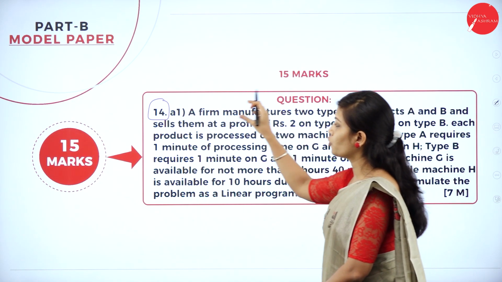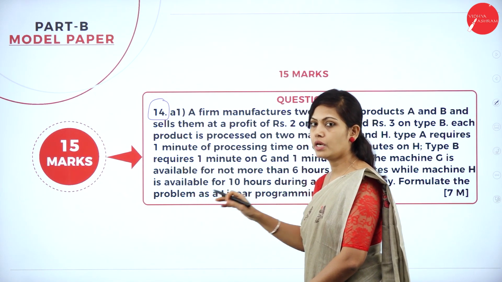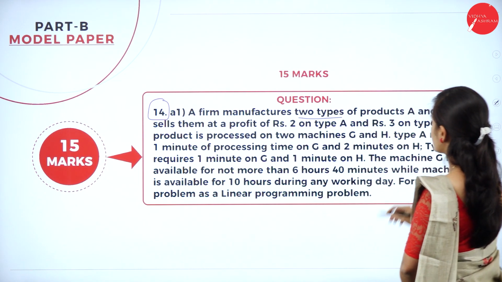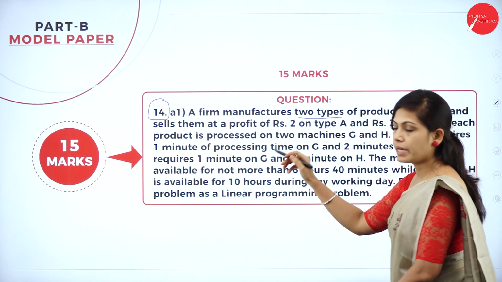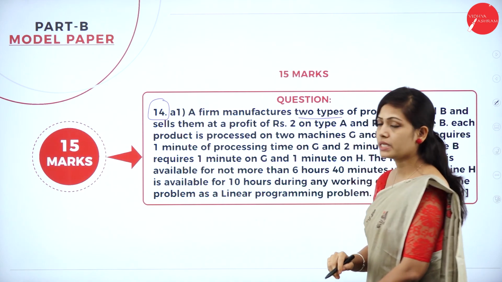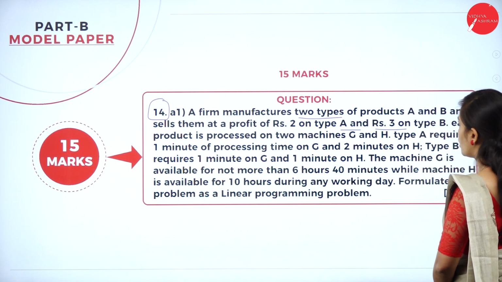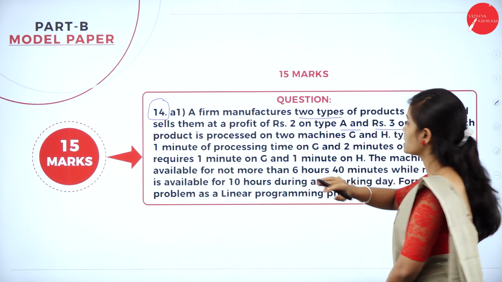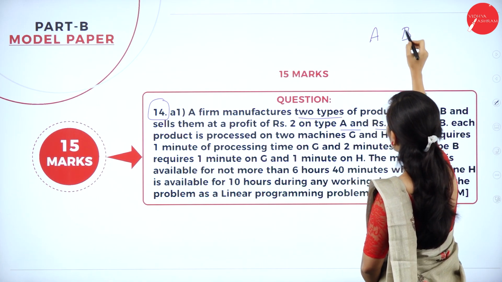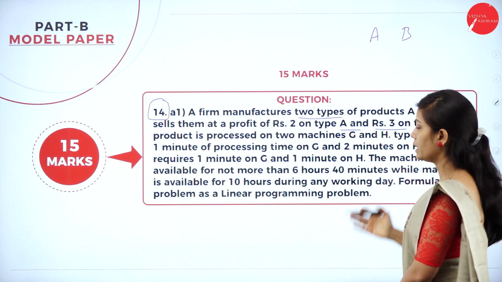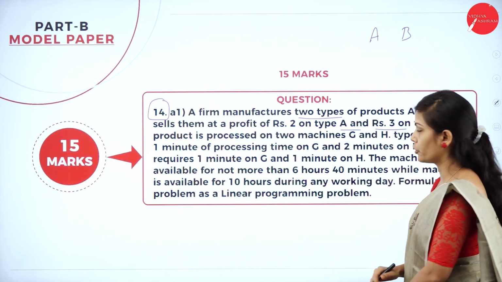So definitely 14A1 is an LPP problem. A firm manufactures 2 types of products, that is A and B, and sells them at a profit of rupees 2 on type A and rupees 3 on type B. So how many products are there? Product A and product B. So here you have to write the table properly, then you can easily construct the LP model.